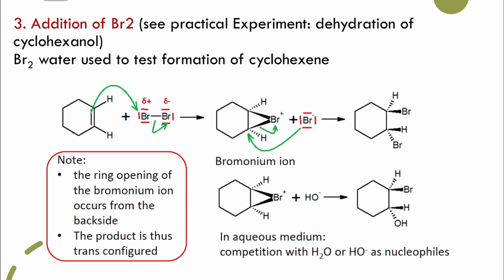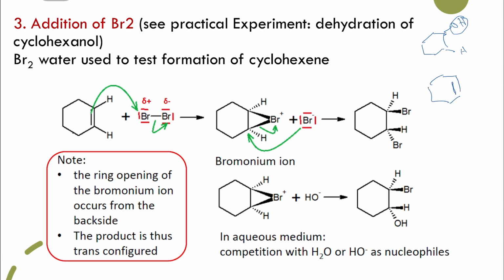Another example of the addition to a double bond for an alkene is the addition of bromine. When you do your practicals this year, one of the experiments you are going to do is the dehydration of cyclohexanol. When you do dehydration of cyclohexanol, you end up with a product which is cyclohexene. Cyclohexanol is the one that has an OH. So you remove water, dehydration meaning removing water. You remove this OH and you remove a hydrogen from the adjacent carbon, and then you end up with cyclohexene.